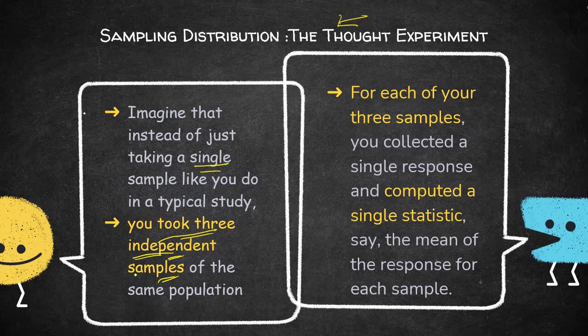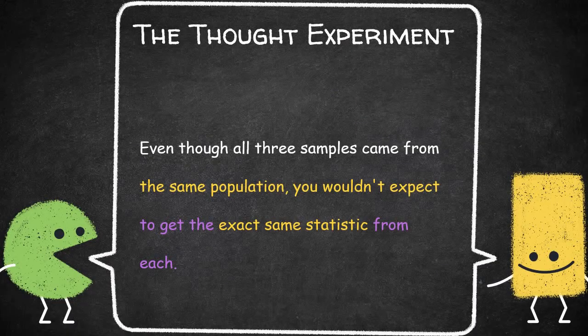So these samples are independent, remember, from the same population, and for each of these 3 samples you will compute a single statistic for the corresponding samples which you took. So for one sample you have one sample statistic, for the second one you have a second sample statistic, for the third one you have a third sample statistic. Even though all 3 samples come from the same population, you do not expect to get the exact same statistic.